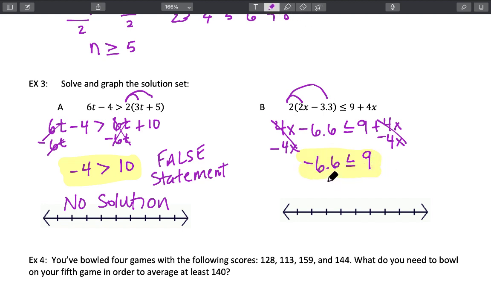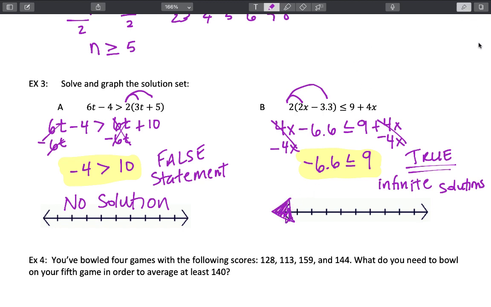Well, again, ask yourself, is this a true or false statement? Yeah, it's true. Negative numbers are always going to be less than our positive numbers. And because it's a true statement, we know that there are infinite number of solutions. And when there are infinite number of solutions, when we graph that on our number line, what we're going to do is graph the entire number line.